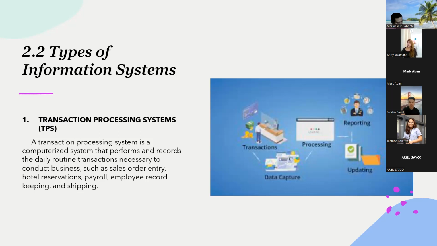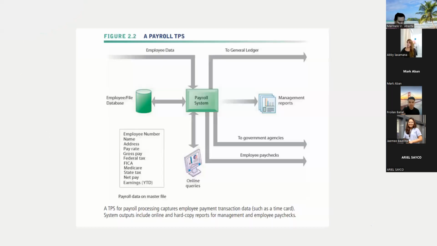A transaction processing system is a computerized system that performs and records the daily routine transactions necessary to conduct business, such as sales order entry, hotel reservations, payroll, employee record keeping, and shipping. So the principal purpose of systems at this level is to answer the routine questions and to track the flow of transactions through the organization.